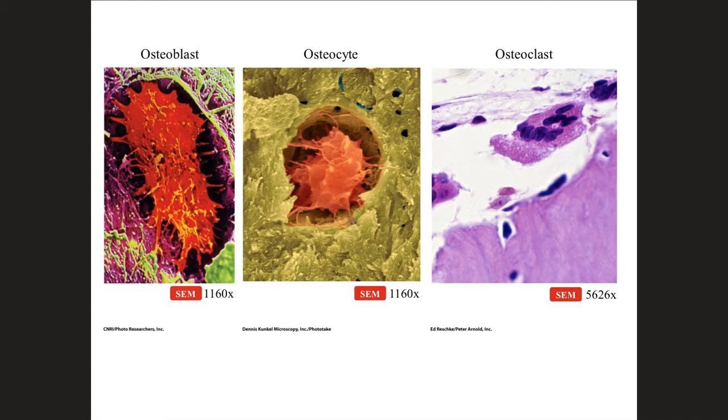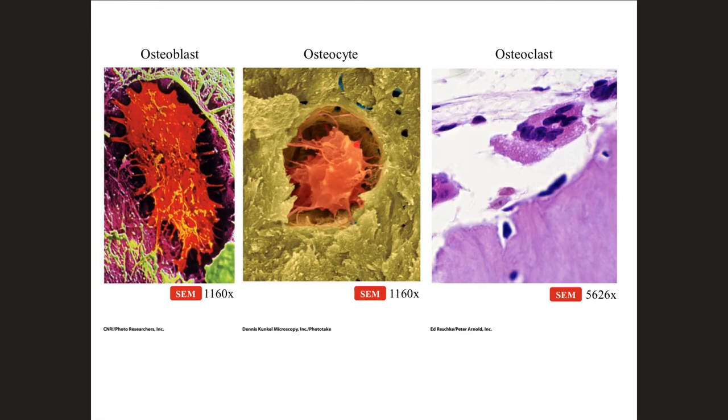then become osteocytes. A good thing to understand or note, put into your brain, is that when you see cells that end in blast, B-L-A-S-T, that part of their name means that they're going to secrete some sort of extracellular matrix, okay? So osteoblasts form bone. Once they become trapped in that extracellular matrix, they become osteocytes.